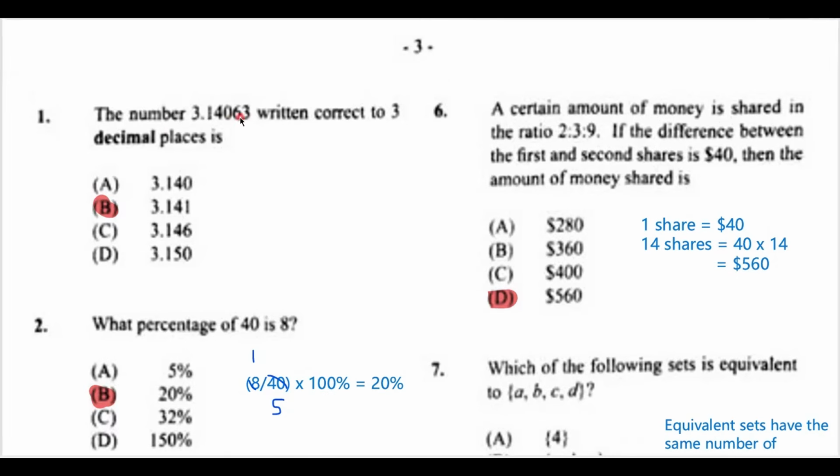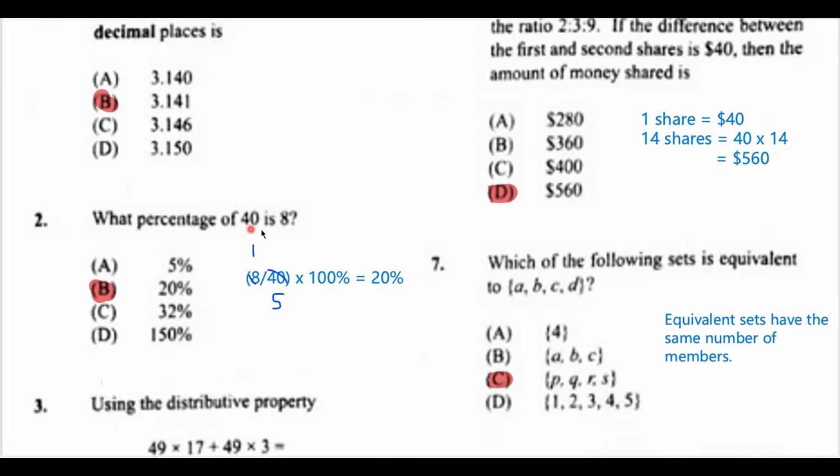At question 1, number 3.14063, corrected to 3 decimal places. As you know, a 2 decimal is 0. We look at the 4th one, which is 6. 6 is more than 5, so you add 1 to the 0 to become 1. So it's 3.141.